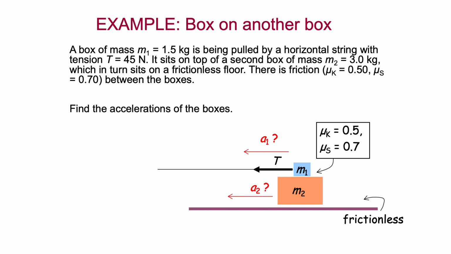One more example. A box of mass m1 equals 1.5 kilograms is being pulled by a horizontal string with a tension of 45 newtons. It sits on top of a second box of mass m2 equals 3 kilograms, which in turn sits on a frictionless floor. There is friction, mu sub k equals 0.5, and mu sub s equals 0.7 between the two boxes. And we want to find the acceleration of the two boxes.